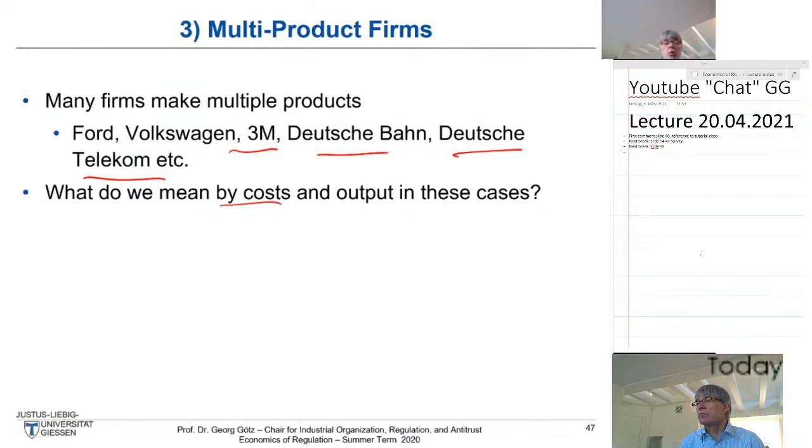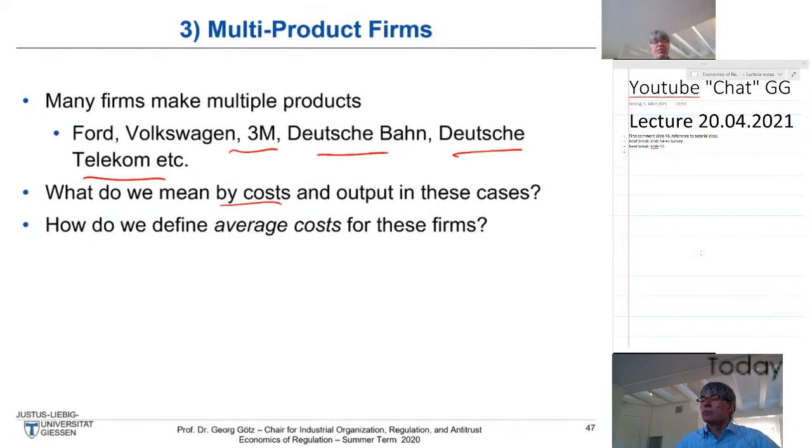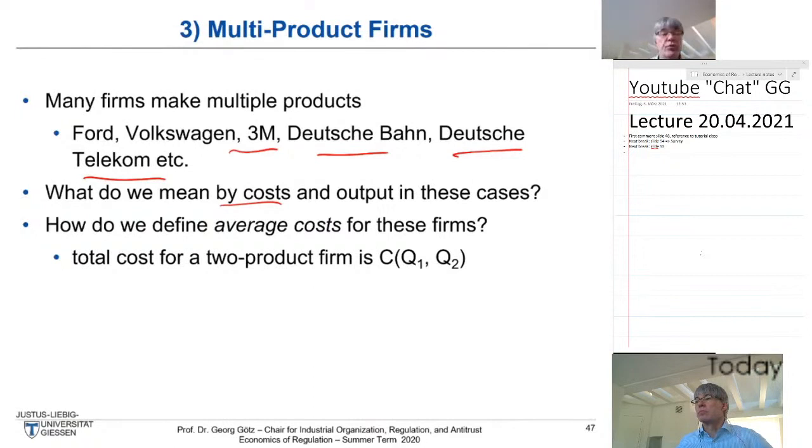and now we immediately run into trouble once we look into costs. What is the cost of a car, or what is a car at all, which Volkswagen produces? How do you define average costs for these firms? What is the average cost of a car produced by Volkswagen? That's what we are going to look into right now, first of all economies of scale for multi-product firms.